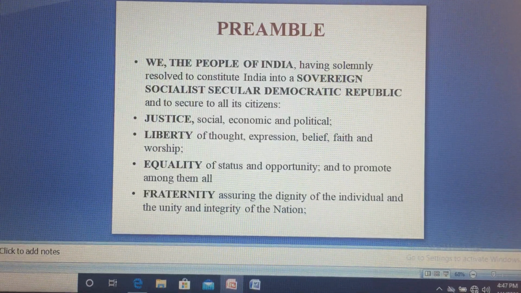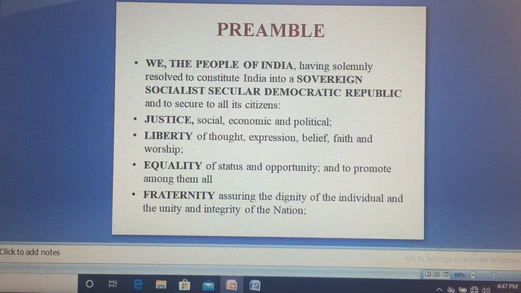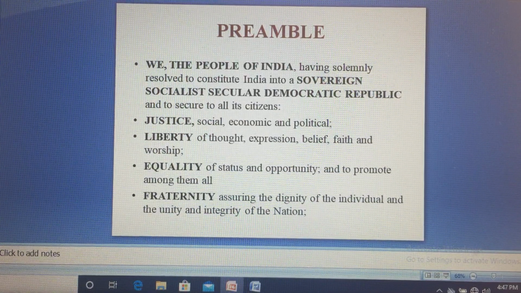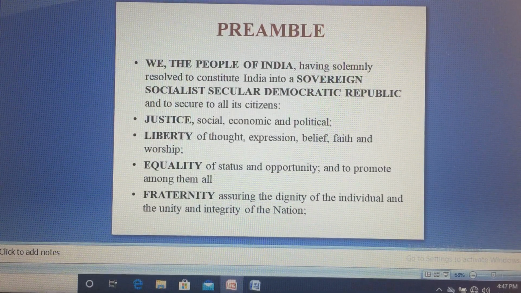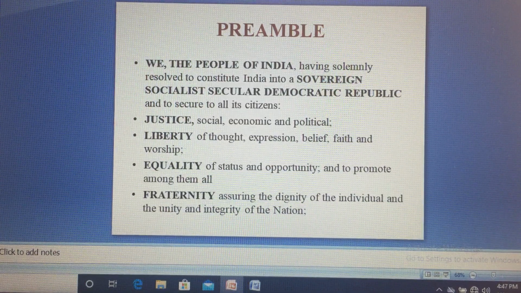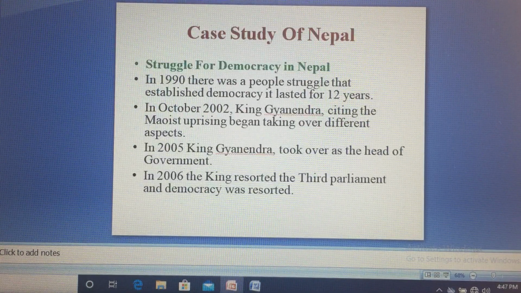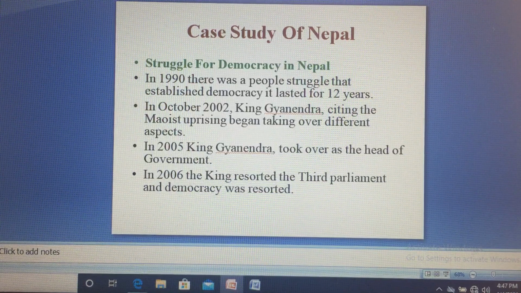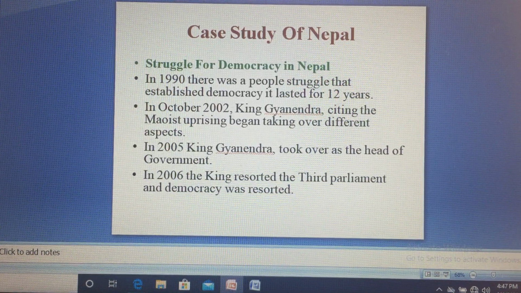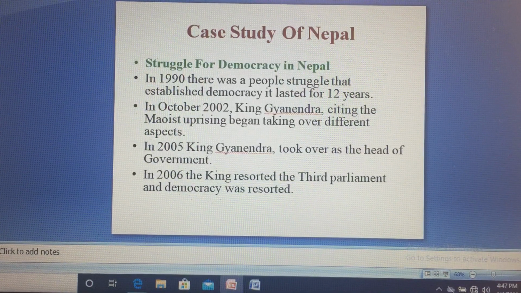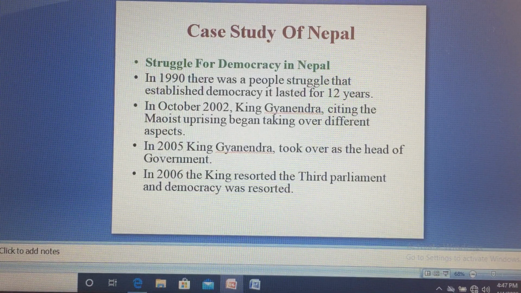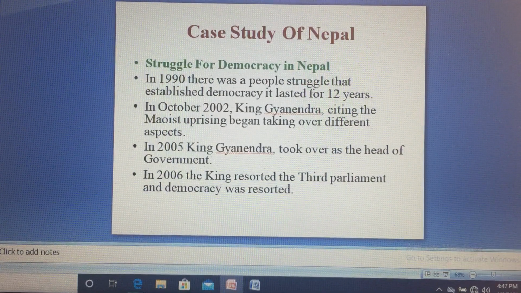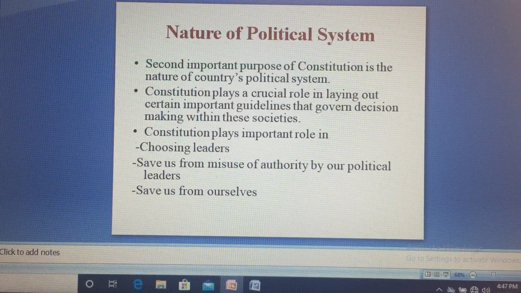Then we had a brief look at the preamble to our constitution. The preamble is the introductory part of our constitution, and we discussed the important things highlighted in it. Then we did a case study of Nepal and tried to understand why people are rewriting their constitution, because they already had one and they had a long struggle. They fought to get democracy back because it went from monarchy to democracy to monarchy. There was a lot of power shuffle. We discussed why they are rewriting their constitution.